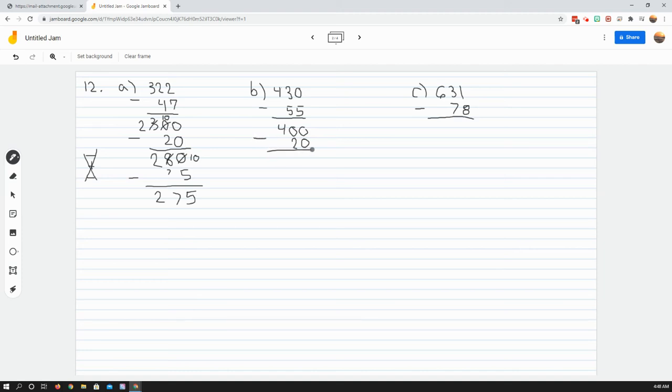Now I'm going to subtract. 0 minus 0 is 0. I cannot take away 2 from a 0, so I would have to borrow. This would be a 10 and this would be a 3. Now the total here is going to be what? If I have 10 and I take away 2, I'm going to be left with 8, and then I'm going to drop that 3. I'm not done.